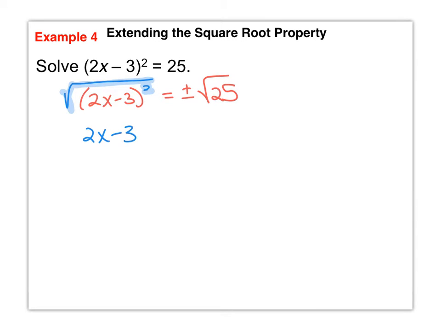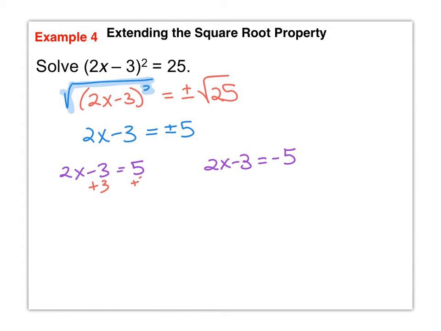On the right side of the equation, you want to consider both the positive and the negative square roots of 25. So we can write this as plus or minus 5. You can break this up into two equations, where the first equation is 2x minus 3 equals positive 5, and then set up another equation where 2x minus 3 is equal to negative 5. Now you're going to solve each one of these for x.